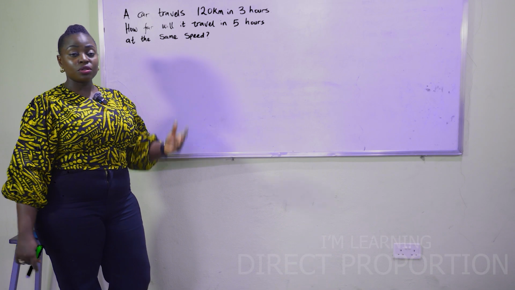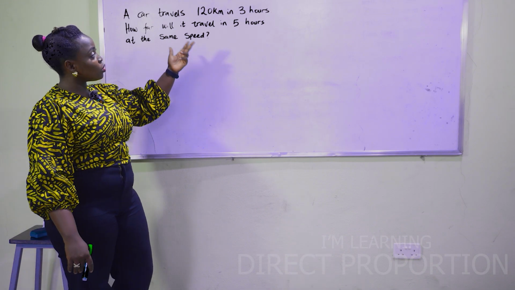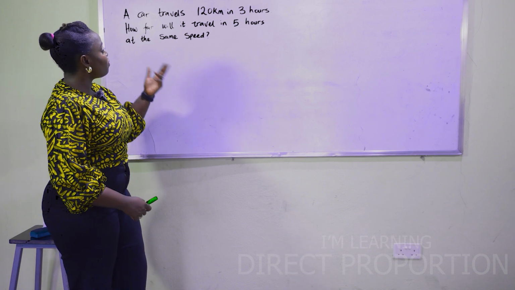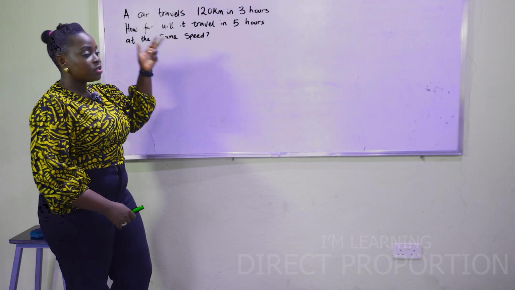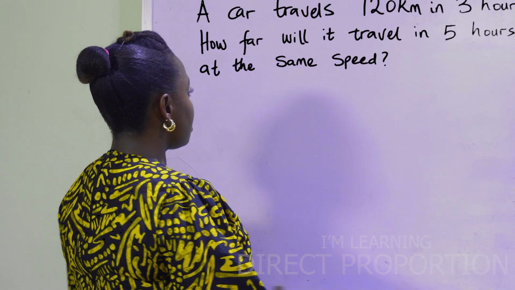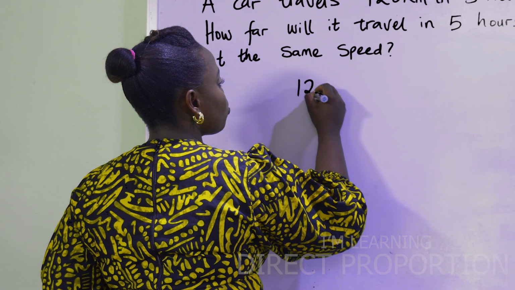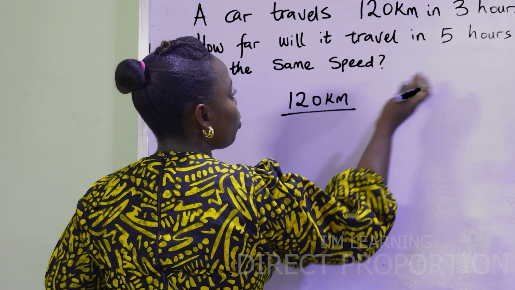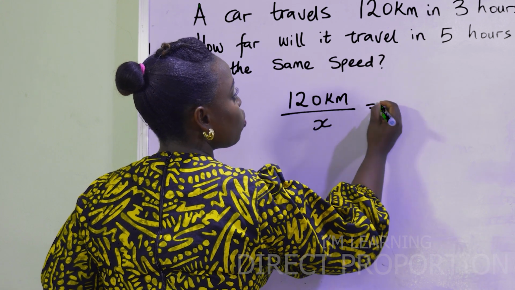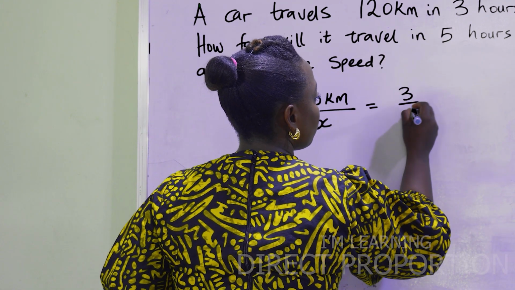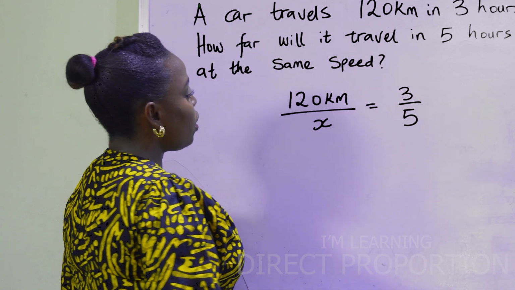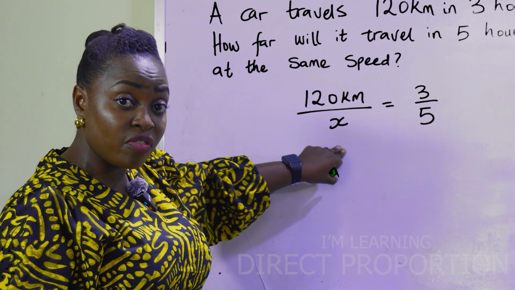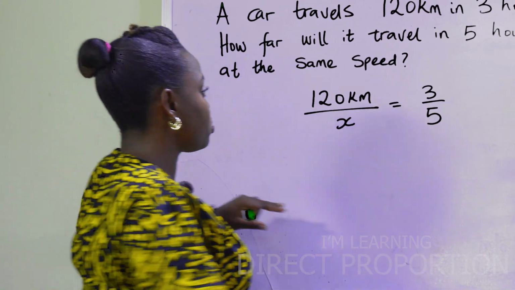Now let's look at this question. A car travels 120 kilometers in 3 hours. How far will it travel in 5 hours at the same speed? Now let's look at this. We're going to say 120 kilometers over, we don't know what the second one is, we're looking for that, is equal to 3 hours over 5. Now, when you have a fraction that is equal to another fraction and there is an unknown value, remember to always use your cross multiplication.